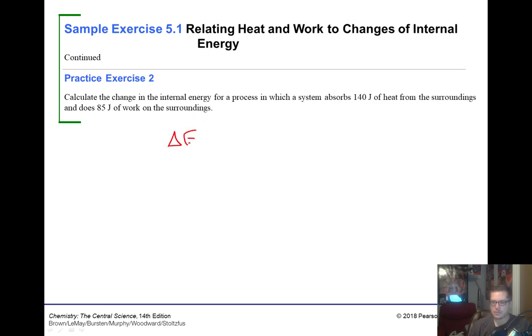So we're talking about change in energy is equal to Q plus W. That means our change in internal energy is equal to Q. This says a system absorbs 140 joules. So we have to think, it absorbed 140 joules, which means it came into our system, so that means it's going to be a positive 140.